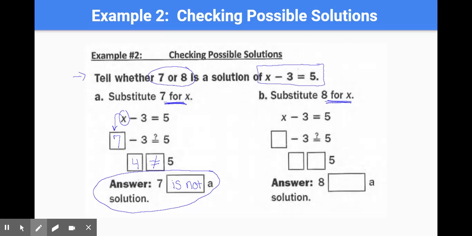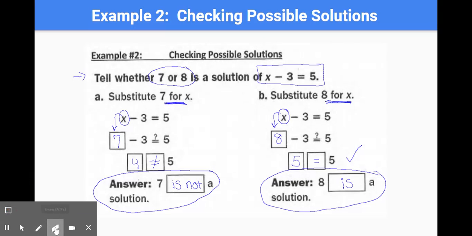So we have a brand new number that we're going to try using the same equation. So again, the equation was x minus 3 equals 5. We're going to take out this x, and we're going to replace it with an 8. So now let's check. 8 minus 3 gives me 5. And in fact, 5 does equal 5. That's a true statement. So because that works, that means 8 is a solution. Again, that little statement there, 8 is a solution, is your final answer.